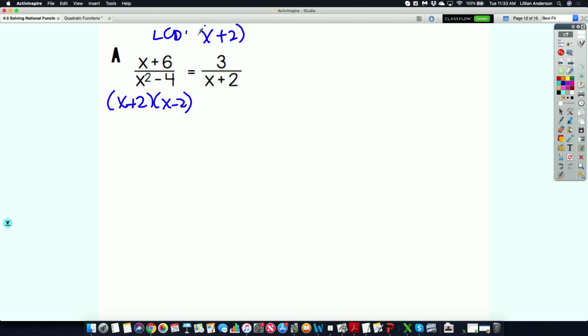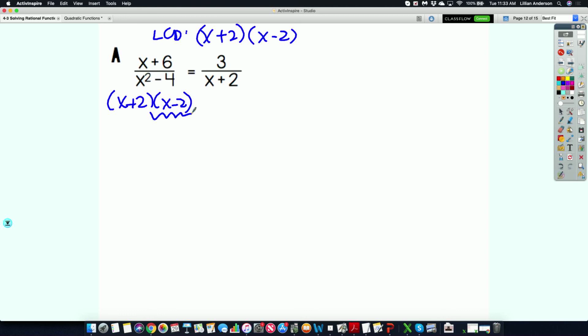X plus 2, because they both have it, but then an x minus 2, because the one on the left has it, but the one on the right doesn't. Okay? If you only had the x plus 2, then you're forgetting about the fact that this one also had an x minus 2 with it. So you have to take into account what they both have in common, or what they both need.